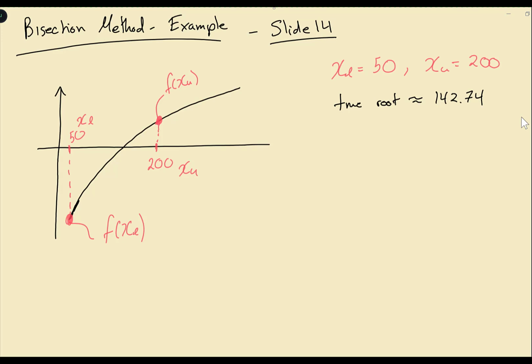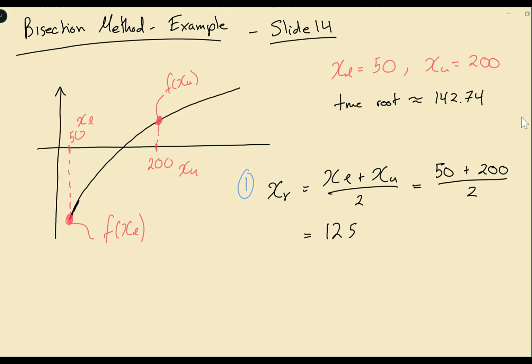Now we're going to apply the bisection method to find the root using these two points. In every iteration, we start off by solving for the estimated root. So let's say this is my first iteration. XR is equal to XL plus XU divided by 2. We have the lower first, so 50, plus the upper, which is 200, divided by 2, gives me 125. That's the first iteration's estimate of the root, simply taking the middle point.